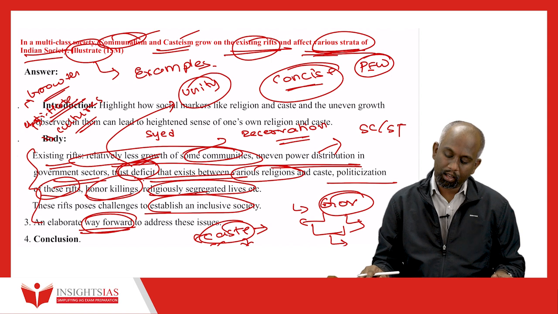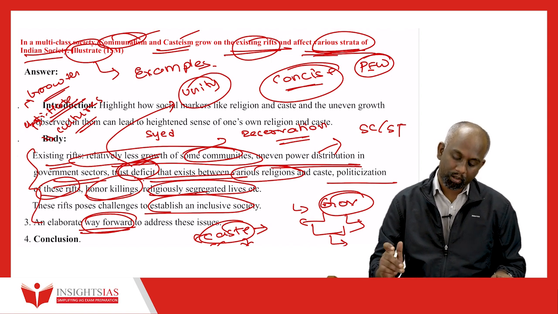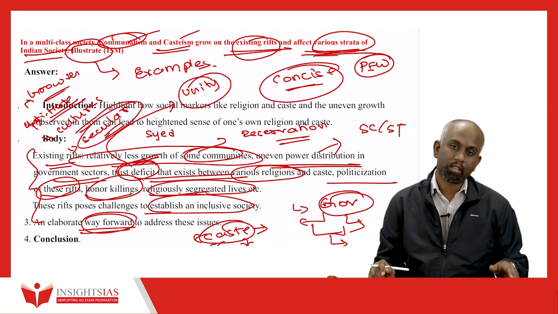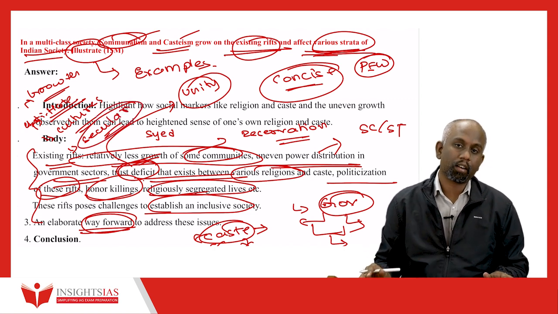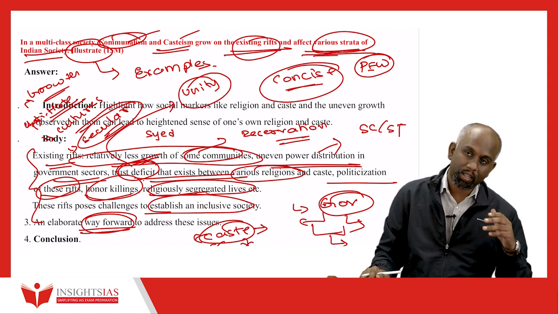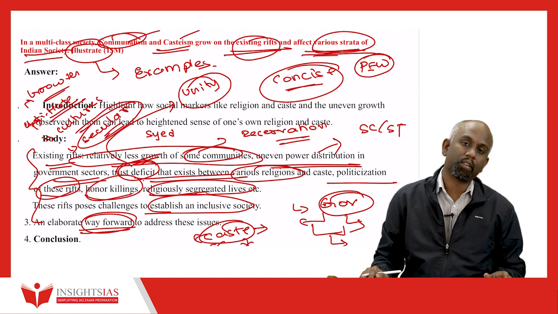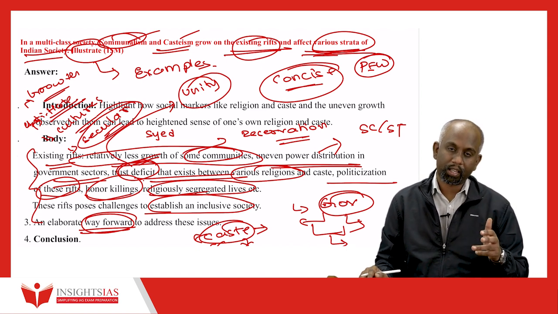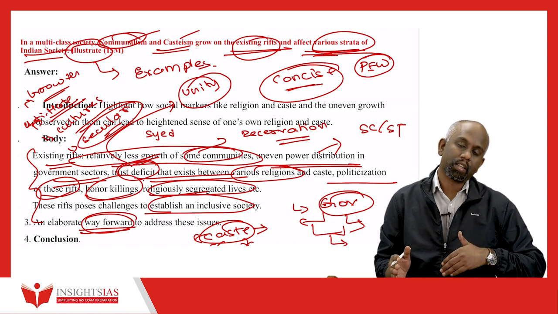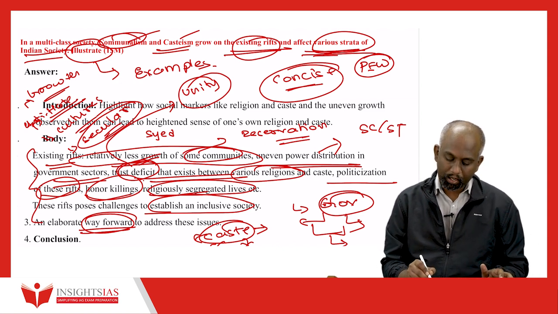That's one thing. Apart from that, what can we talk about? We can talk about how we need to emphasize a secular way of thinking, not just at the political level, but at the ground level. Both of these things are quite important. Until and unless we develop that secular frame of thinking, these existing rifts will continue to happen and we will suffer even more.